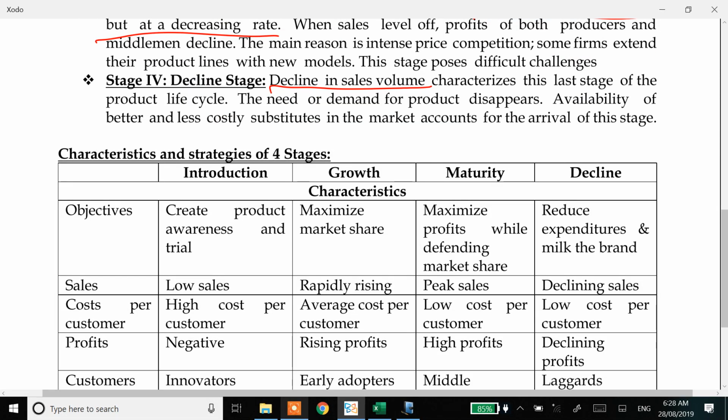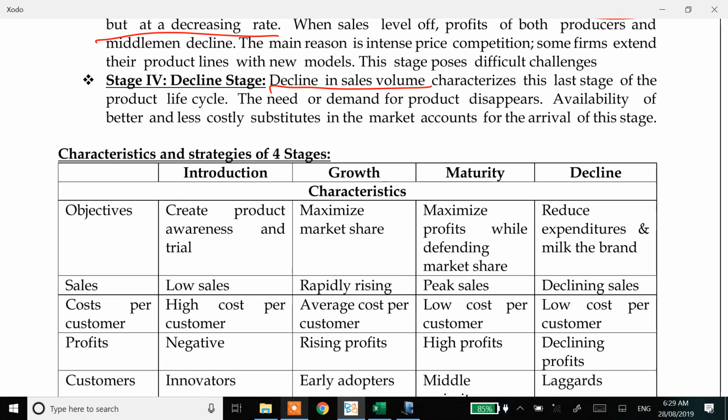Now, these are the characteristics and strategies of the 4 stages. ICAI asked a 20-mark case study on this, on the characteristics and strategies of the 4 stages. This is an extremely important area. What are going to be the characteristics of every stage and what kind of strategies companies can adopt in each of the stages. This is one area.